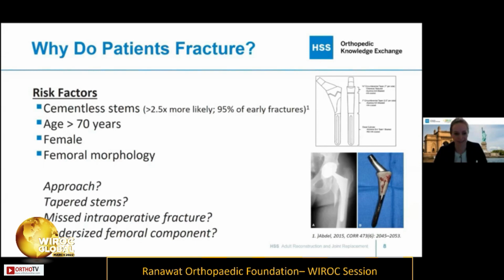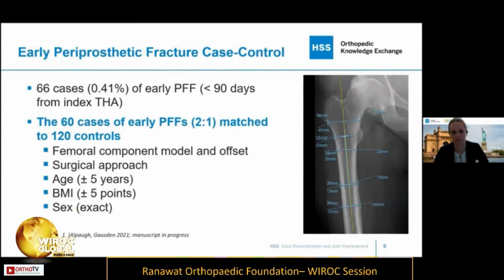Dr. Ranawat can probably go off a little bit about the approach here, but we know certainly in the early learning curve period of an anterior approach, the risk of fracture is higher. Tapered stems, certain types of stems are at higher risk. Clearly, missing an intraoperative fracture puts you at risk for a perioperative subsidence, and we'll talk about that. And then undersizing the femoral component. So a little counterintuitive, but I'll show you what I mean. Undersizing the femoral component, I think, is a big risk that we're not understanding fully yet.